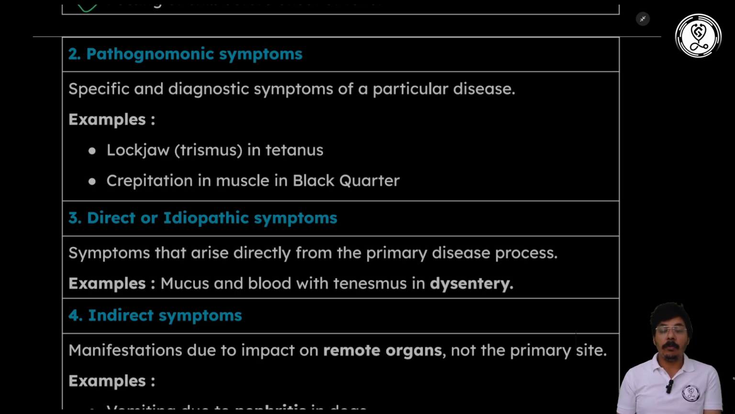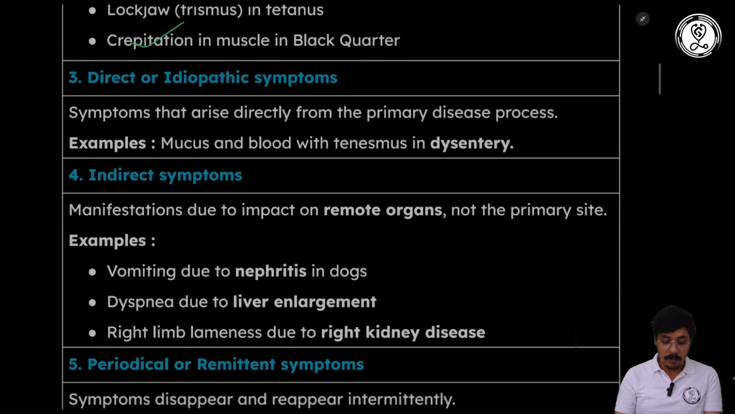So basically pathognomonic lesions are those lesions which are very specific to a particular disease. It means they provide conclusive evidence about the diagnostic approach. For example, lockjaw is very specific to tetanus, hence it is direct evidence that the animal is suffering from tetanus and will help you in a diagnostic approach. Same goes with crepitation in the case of black water.